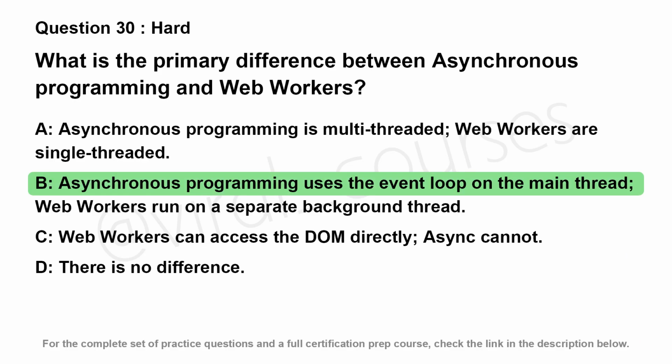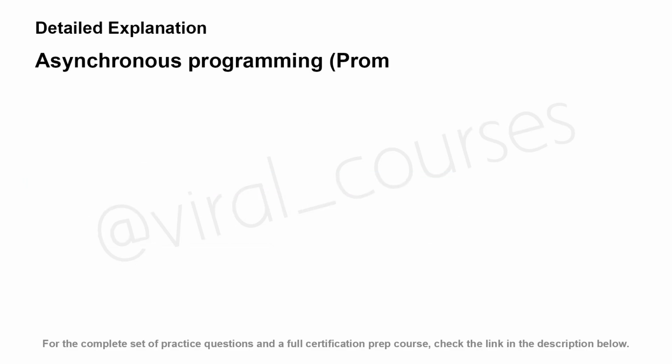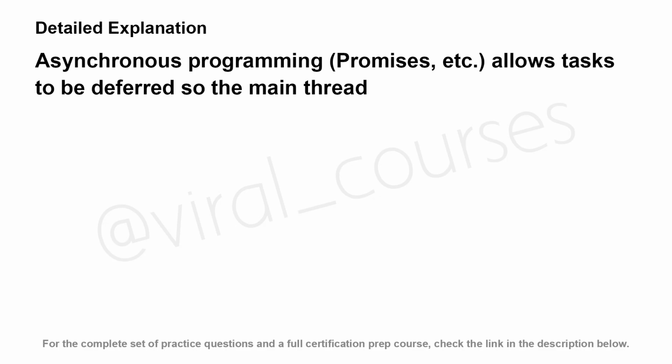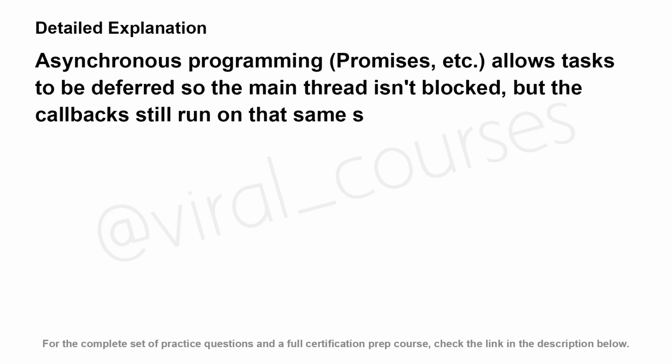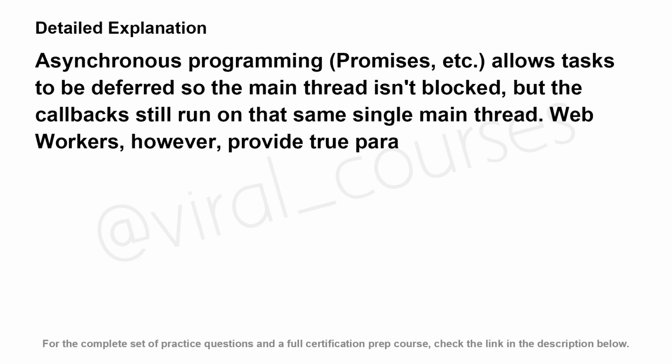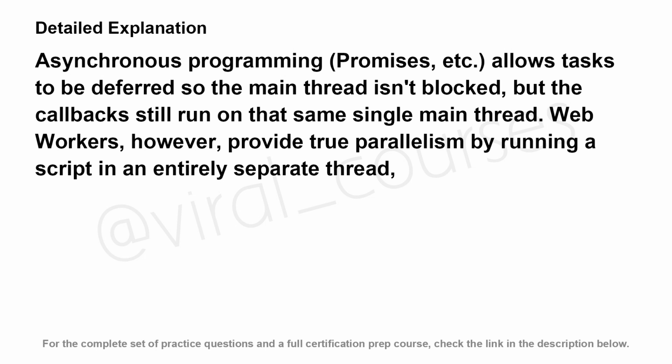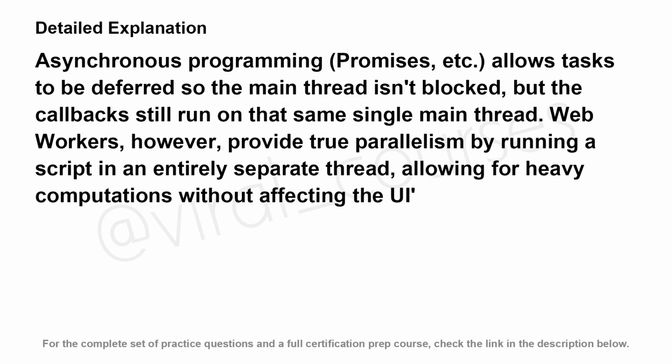The correct answer is B. Asynchronous programming, promises, etc., allows tasks to be deferred so the main thread isn't blocked, but the callbacks still run on that same single main thread. Web workers, however, provide true parallelism by running a script in an entirely separate thread, allowing for heavy computations without affecting the UI's responsiveness at all.